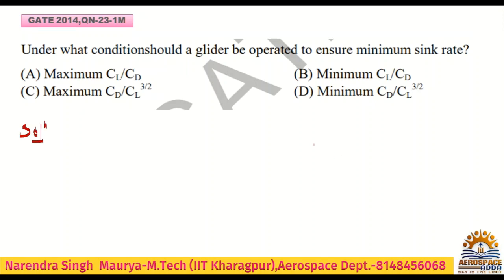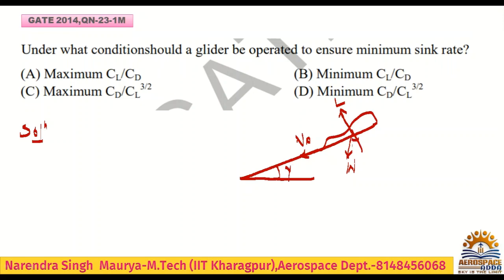Okay, so this is the glider, and the gliding angle we just call gamma. For this glider, this will be the weight, and it is gliding, suppose, with velocity v infinity. Perpendicular to this velocity we'll have the lift force. This is gamma, so this will also be gamma. So this component will be W cos gamma, and this side it will be W sin gamma.